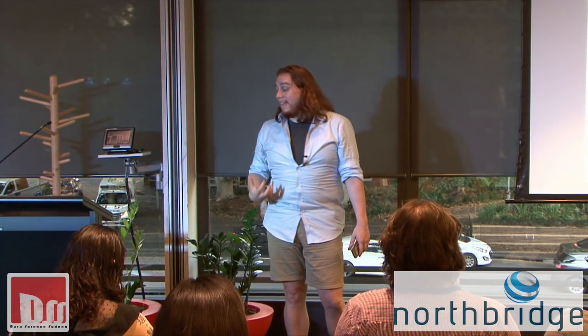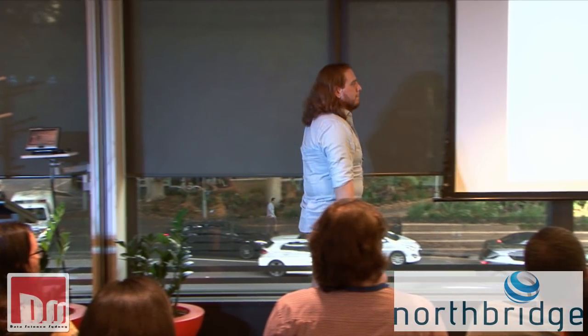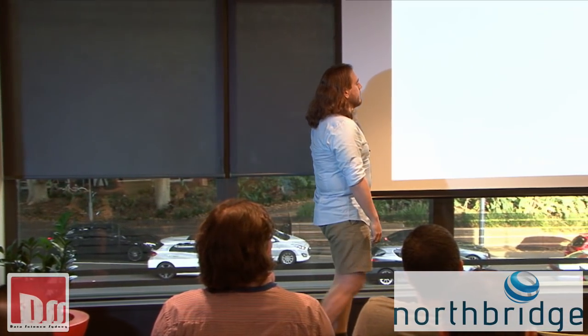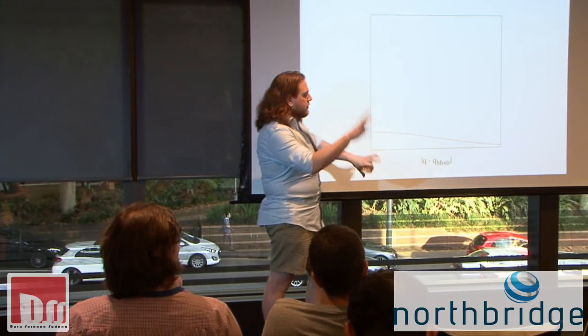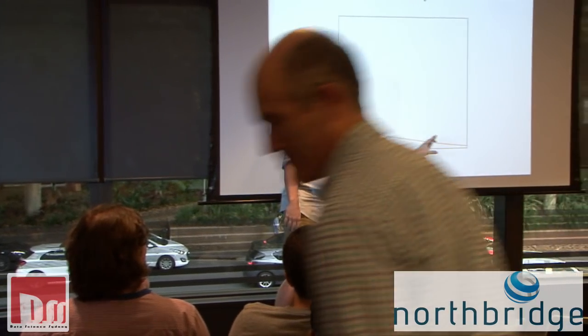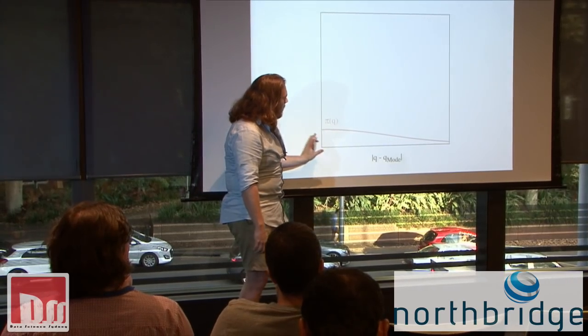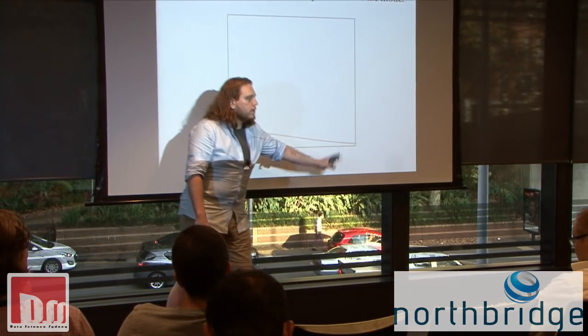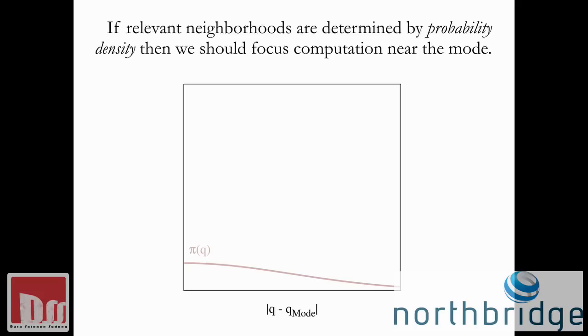No, it's a terrible idea. And we're going to see why. So the general story here, right, here's my high-dimensional space. This is considered a radial direction. So here's my mode, and I'm going to move away from the mode. My density is going to fall off. So it seems pretty reasonable to focus my computation in a neighborhood around that mode.